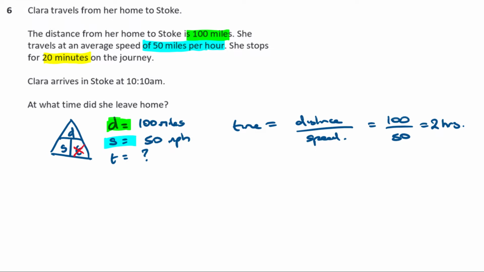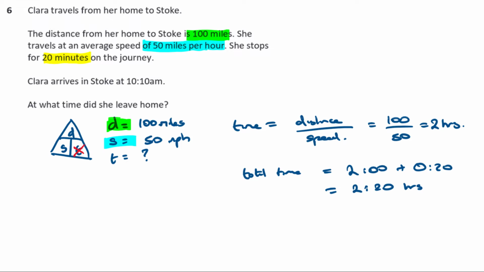Okay, so the time taken for the actual travelling part is 2 hours, but she also rested for 20 minutes. So it's going to be 2 hours plus 20 minutes, giving me a total travel time of 2 hours and 20 minutes.